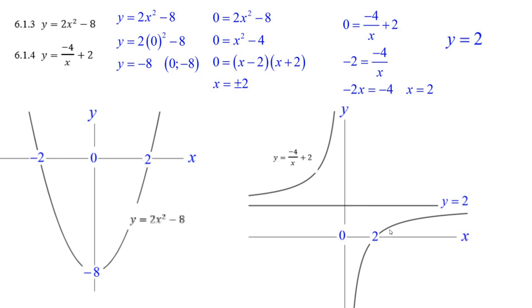You get a branch like that on this side and a branch like that on that side. That's called a hyperbola.